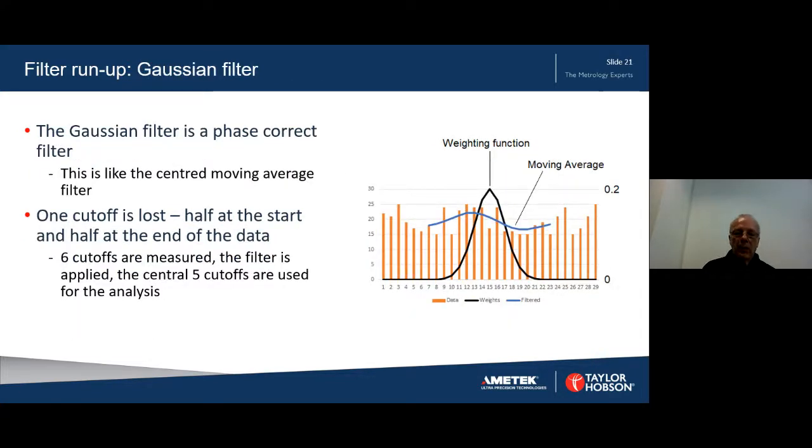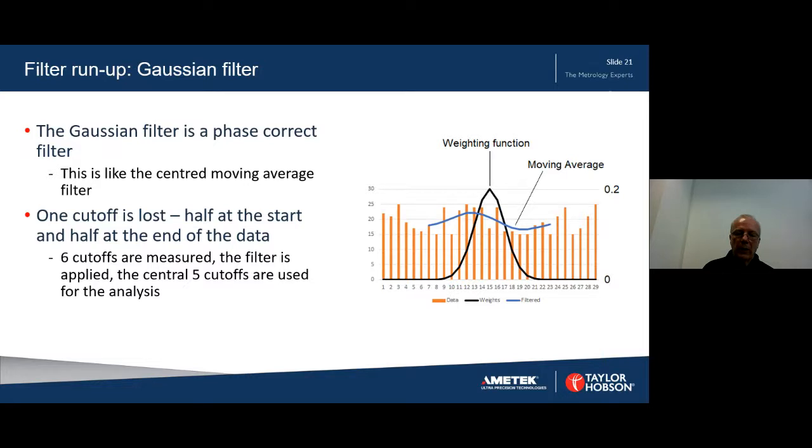The Gaussian filter is also a phase-correct filter and is therefore like the centered moving average example. Like the 2CR phase-correct filter, the filter run-up will be lost from either end of the data. With the Gaussian filter, the run-up may only be half of 1 cutoff at each end. Our Ultra software, for example, removes 1/2 cutoff from each end of the data, although some software removes a full cutoff at each end.